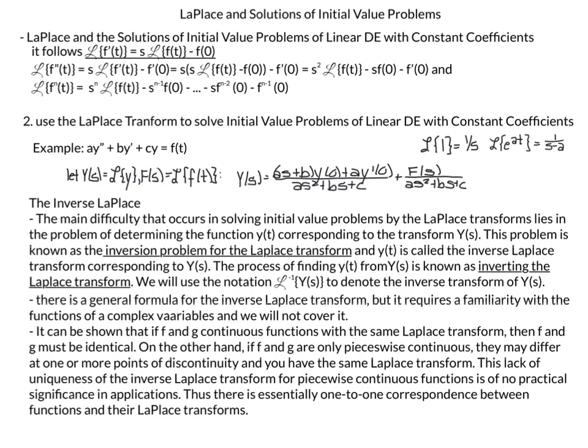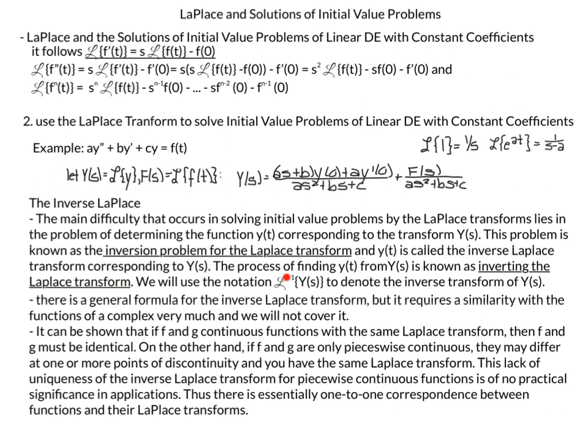So I've been talking about how you can find this Y of s, the Laplace transform, but like our example that we had before, once we found the Laplace transform, we looked up to see what function gave us that Laplace transform. In other words, what we needed was an inverse Laplace, which is the main difficulty that occurs in solving initial value problems by Laplace. It lies in the problem of determining the function y of t corresponding to the transform. This problem is known as the inverse problem for the Laplace transform, and y of t is called the inverse Laplace transform corresponding to Y of s. And the process of finding y of t is known as inverting the Laplace transform.